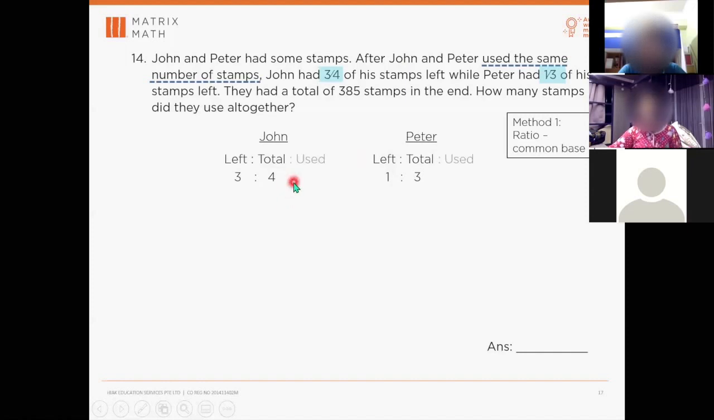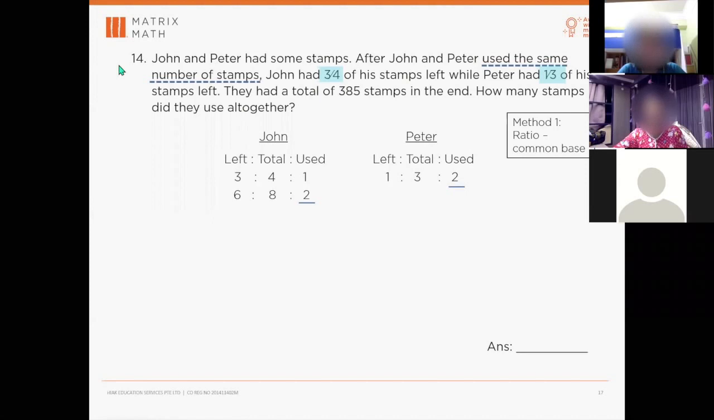If you notice, I can come up with the used here. John is 1 and Peter is 2. Very good. Just take 4 minus 3, 1. 3 minus 1, 2. Declan, are you aware how I get this 1 and 2 here? 4 minus 3, correct. And then this one, 3 minus 1. Good. Now I need to make a common base. Make the used your common base. Make it into 2, so everything times 2. So underline the common base.